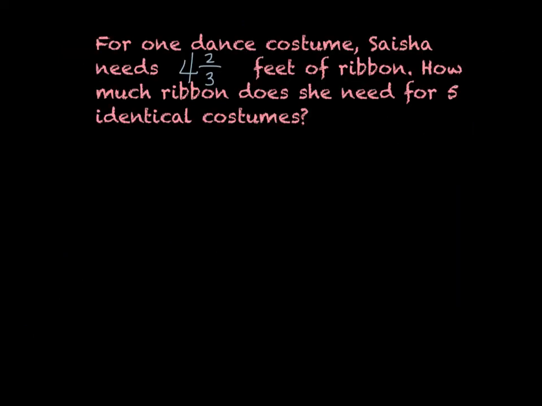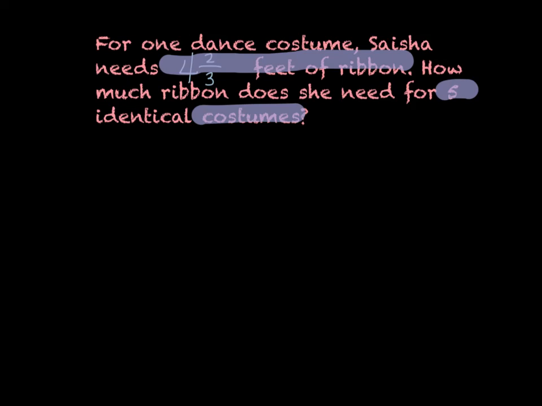For one dance costume, Sasha needs 4 2/3 feet of ribbon. How much ribbon does she need for 5 identical costumes? So, the first thing that we need to do is highlight the information that we know. So we know that she needs 4 2/3 feet of ribbon for one costume, and she wants to make 5 costumes. So we need to multiply those numbers together. So we are going to take 4 2/3 times 5.